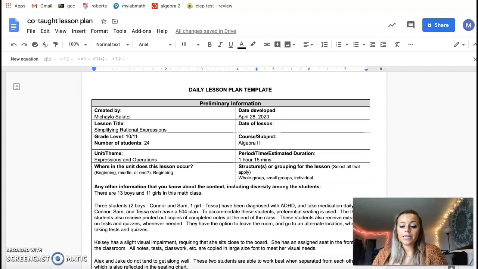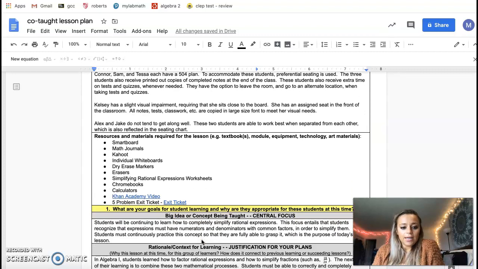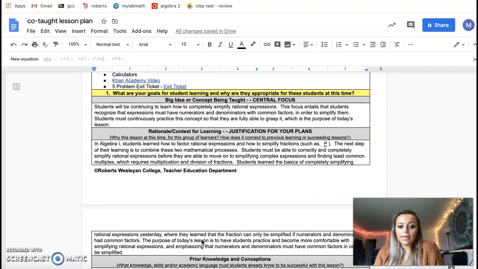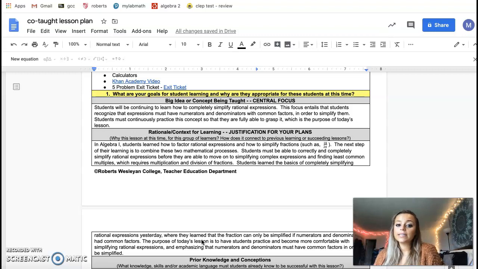This would be for 10th or 11th graders taking the Algebra 2 course, and it would last about an hour and 15 minutes, so it'd be really good for a block schedule. Students will be continuing to learn how to completely simplify rational expressions in this lesson. The focus is that students will recognize that expressions must have numerators and denominators with common factors in order to simplify them. This is a concept that must be continuously practiced so that students are able to fully grasp it, which is the purpose of today's lesson.